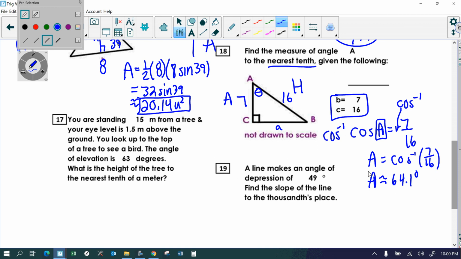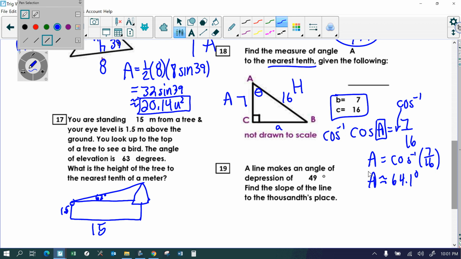Okay, 17. You're standing 15 meters from a tree. So you got this tree right here. You're standing 15 meters from it. Your eye level is 1.5. So here's your eyes right here, 1.5 meters above the ground. You're looking to the top of the tree. So the angle of elevation is 63 degrees. So when I go straight across right here, this is 63 degrees.